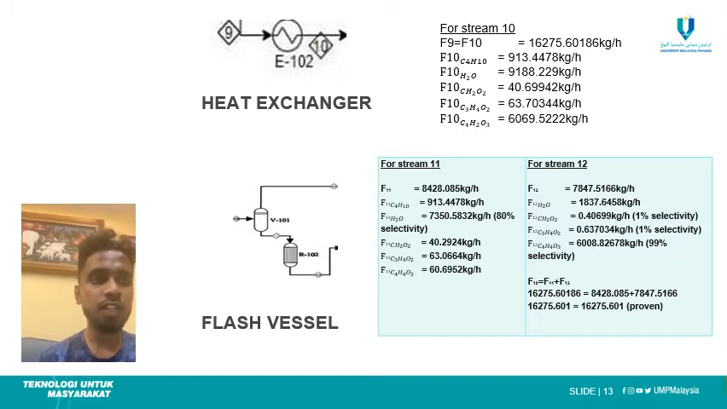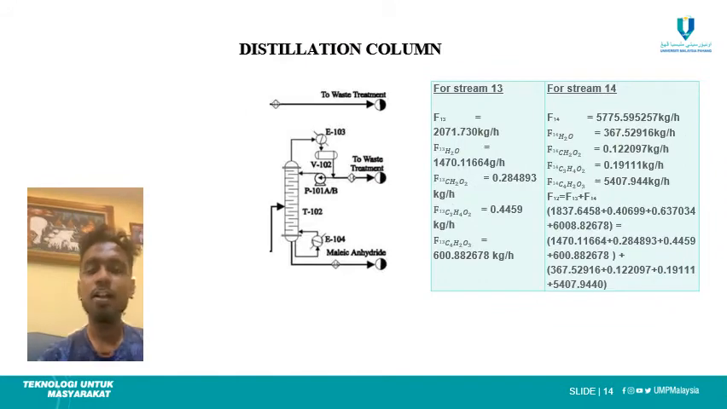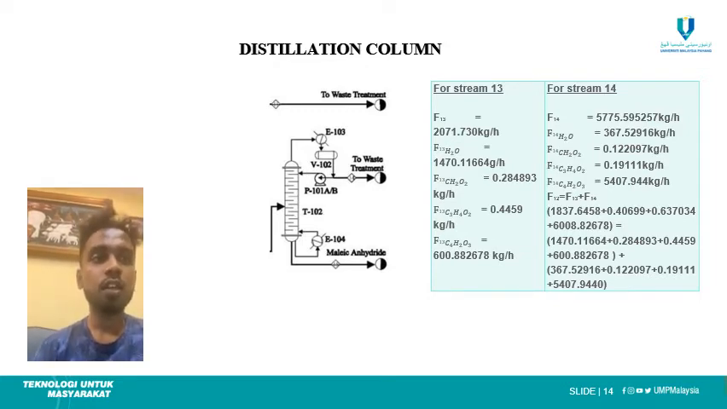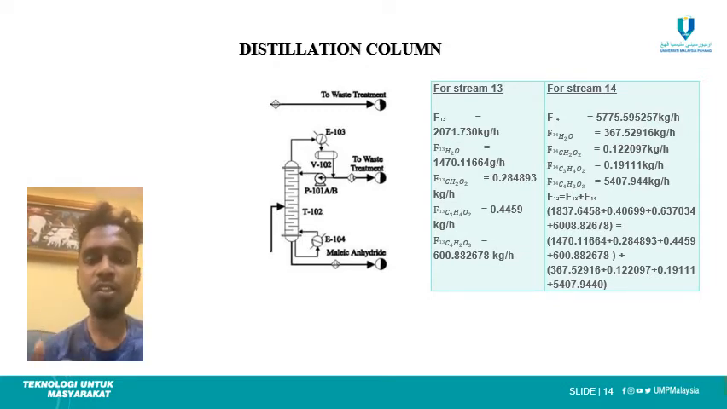So lastly, flow rate of stream 10 is equal to flow rate of stream 11 added with flow rate of stream 12, and we will get the exact value. So it is proven that mass in is equal to mass out. Lastly, before going to the wastewater treatment, by applying the same principle of conservation of mass, flow rate of stream 12 is equal to flow rate of stream 13 plus flow rate of stream 14.